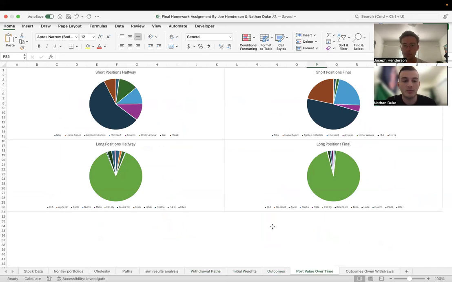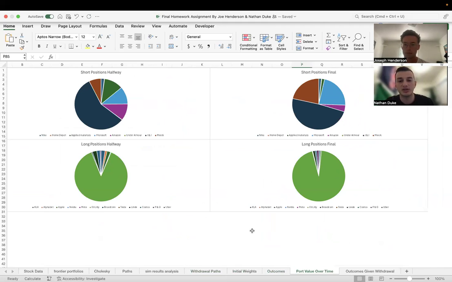Yeah, so here are a couple pie charts to show our distribution among the stocks, both halfway through and then at the very end. As you can see, there were some specific stocks that were making up a large portion of both our short positions and our long positions, and they somewhat stayed that way. Among our randomizations, there were some varying results, but typically, especially for Eli Lilly at the bottom for our long positions, that was typically a very large portion of our portfolio.